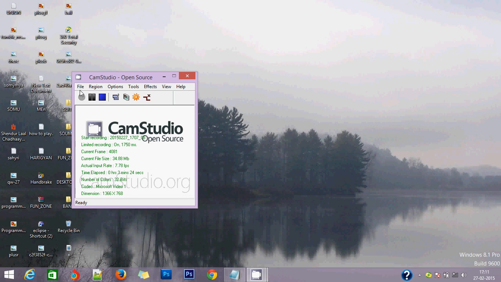Next we have the full form of virus. It is a vital information resource under siege. Next is, what is Winchester disk? Winchester disk is a kind of hard disk which is also known as disk stack. This question is asked many times, what is Winchester disk? So you answer, it is a kind of disk stack.